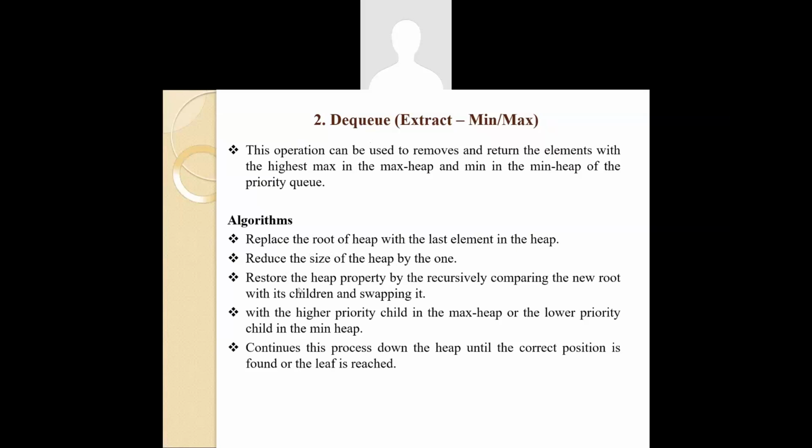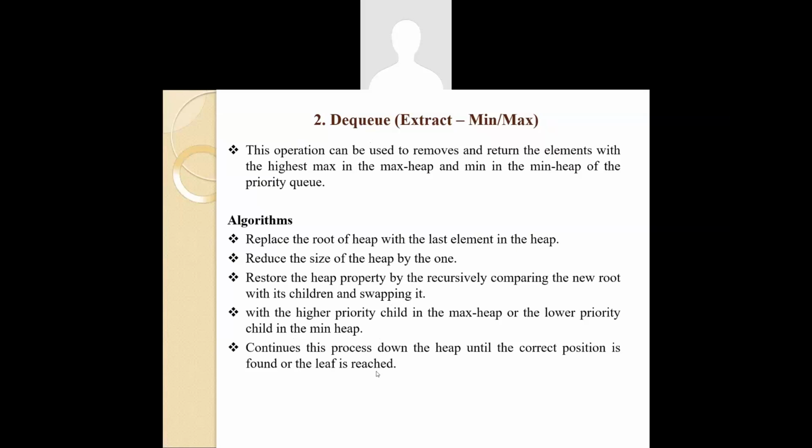Reduce the size of the heap by 1, and restore the heap property by recursively comparing the new root with its children and swapping it. After removing, we will check whether the remaining elements are stored according to priority or not. If they are not stored according to the priority, what will we do? The swapping has to be done. Again, the highest element has to be stored in the root position, with the higher priority child in the max heap or the lower priority child in the min heap. Continue this process down the heap until the correct position is found or a leaf is reached. From the root, it continues towards the leaf.